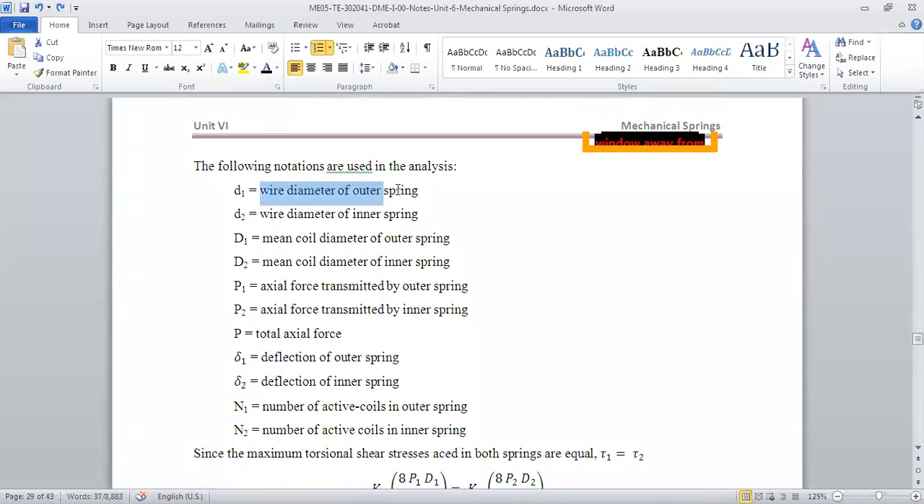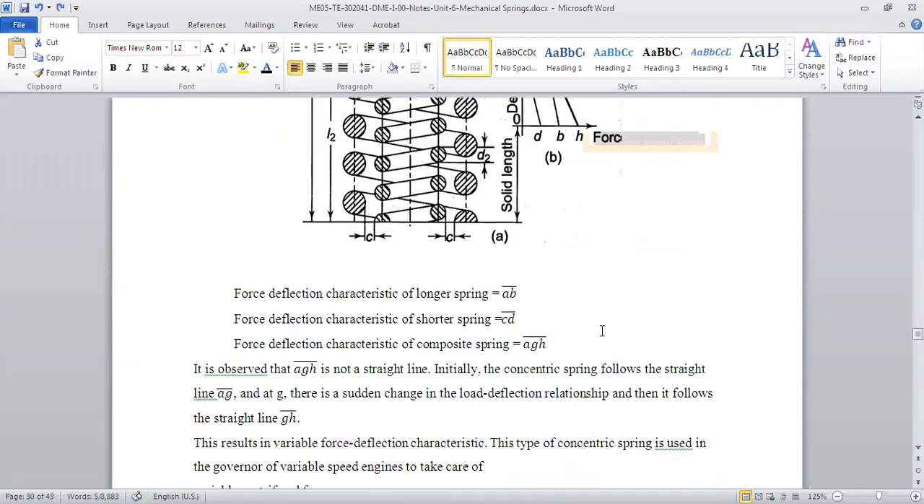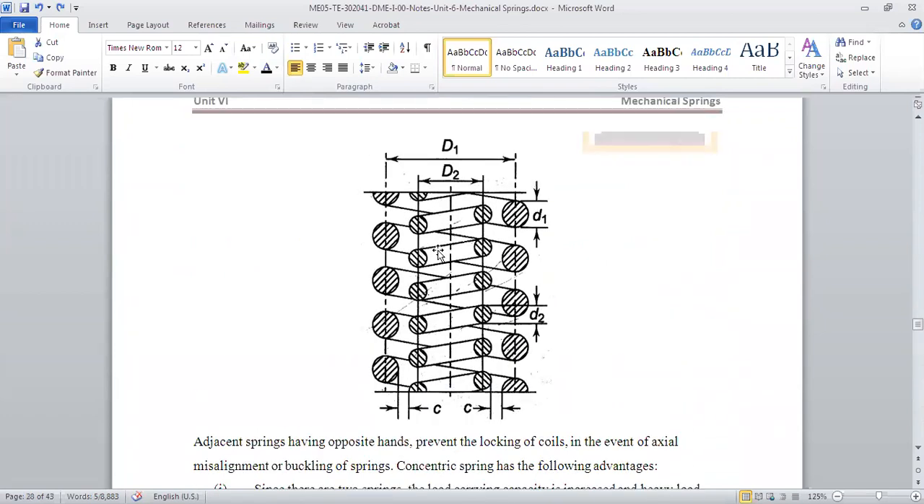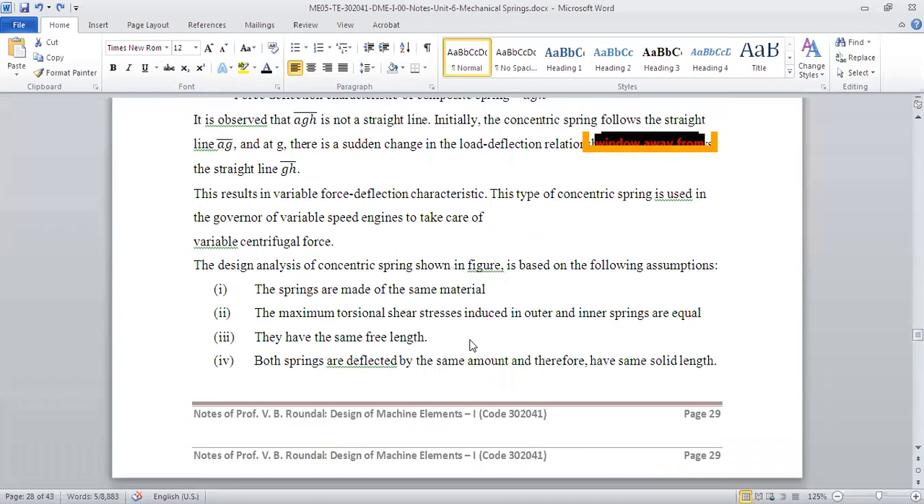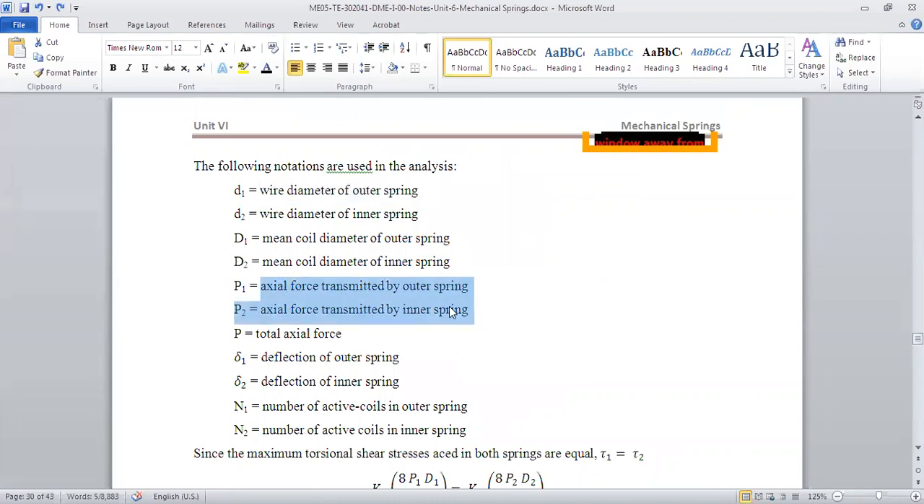Let's take d1 as the wire diameter of the outer spring, d2 the wire diameter of the inner. Capital D1 is the mean coil diameter of the outer, capital D2 the mean coil diameter of the inner. P1 and P2 are the axial forces transmitted by the outer and inner springs. Since these are in parallel, when springs are in series, one after another, the load is uniform throughout but the deflection is different. But since these springs are in parallel, the load taken by each spring will be different, but the deflection is the same. So P1 and P2 are the two different forces taken by the two different springs, inner and outer, and P is the total force.